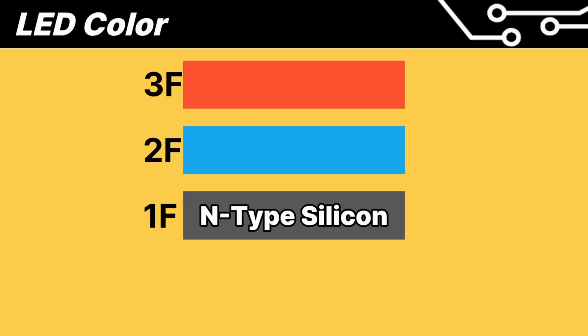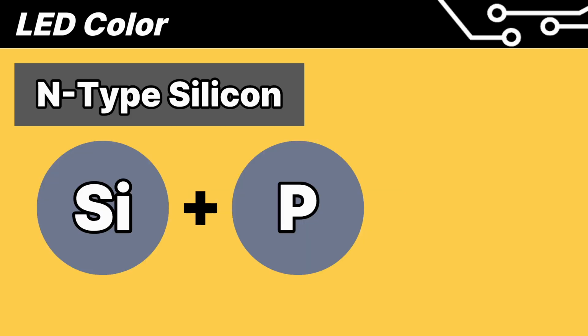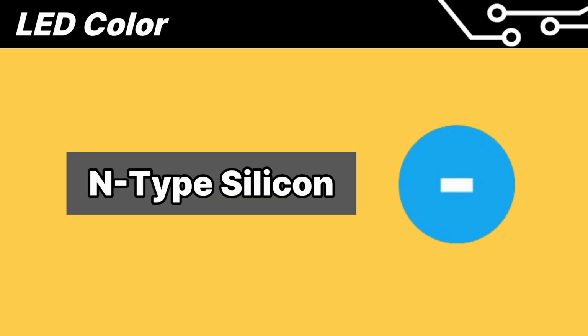The first layer contains the N-type semiconductor. Phosphorus is mixed into pure silicon semiconductor. Combining a group 4 element and a group 5 element leaves one extra electron. This creates an N-type semiconductor carrying a negative charge.